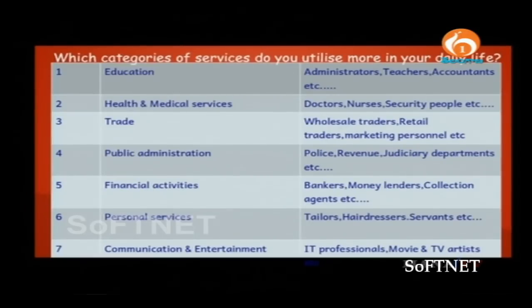Bankers, money lenders, collection agents, etc., are engaged in financial activities. Tailors, hairdressers, servants, etc., are engaged in personal services. IT professionals, movie and TV artists are people who are engaged in communication and entertainment services.